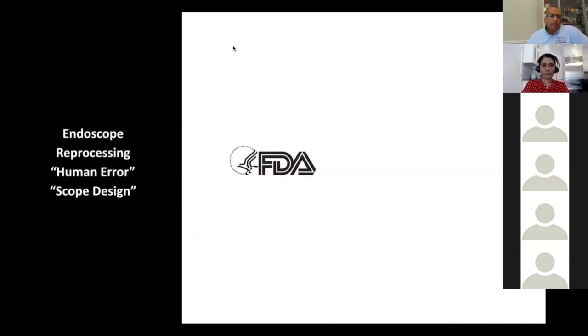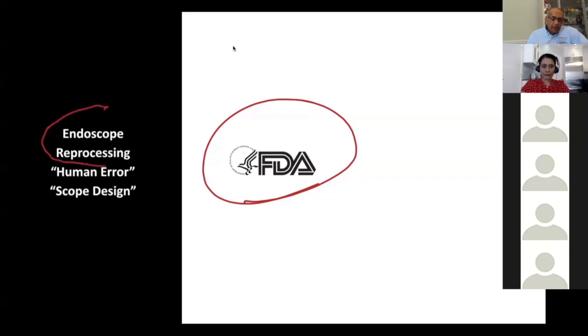So whenever a big serious problem happens, FDA becomes involved. And what they did was in 2014-15, they brought together experts from gastroenterology, endoscopy, industry, infection control, as well as CDC and FDA. And they had a big meeting, and they looked at all the factors responsible for infection, and they pointed it to endoscope reprocessing as the issue.